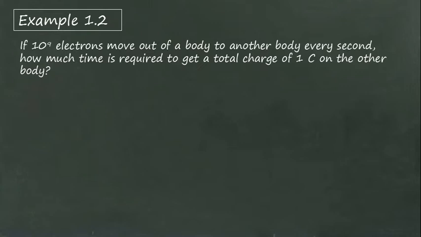Example number 1.2. If 10^9 electrons move out of a body to another body every second, how much time is required to get a total charge of 1 coulomb on the other body? Here 10^9 electrons move out in 1 second. Given values: n is equal to 10^9 electrons.